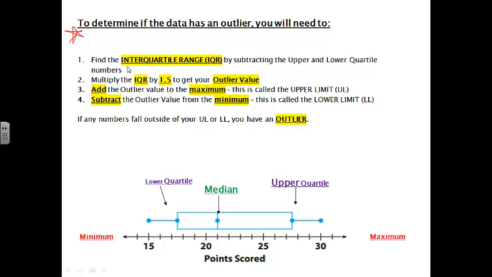Number 1, just copy this down right now. Find the interquartile range, the IQR, by subtracting the upper and lower quartile numbers. Step 2, multiply the IQR by 1.5 to get the outlier value. Step 3, add the outlier value to the maximum. This is the upper limit. Step 4, subtract the outlier value from the minimum. This is called the lower limit. If any numbers fall outside of your upper limit or your lower limit, you have an outlier. So that's how you determine if there is an outlier in your data.